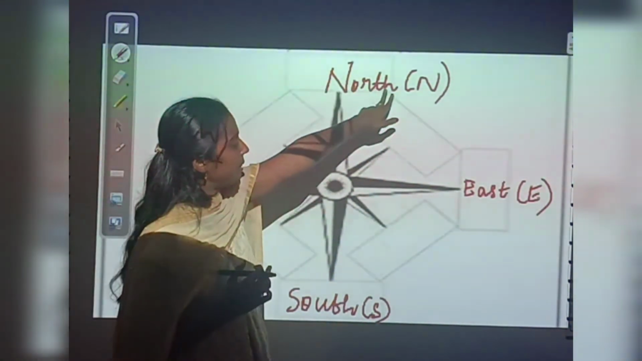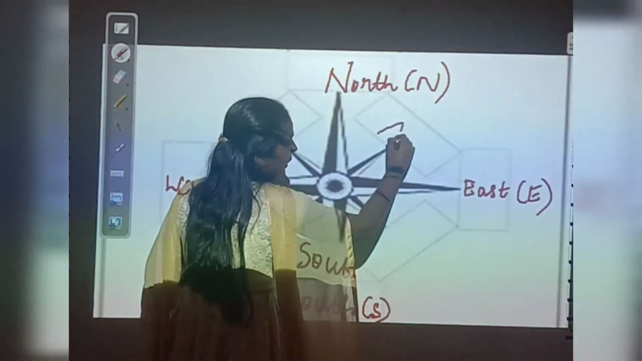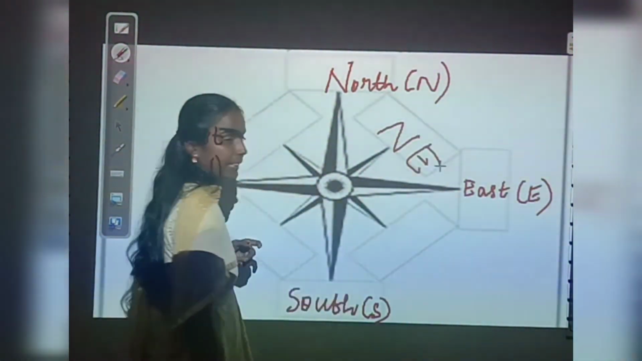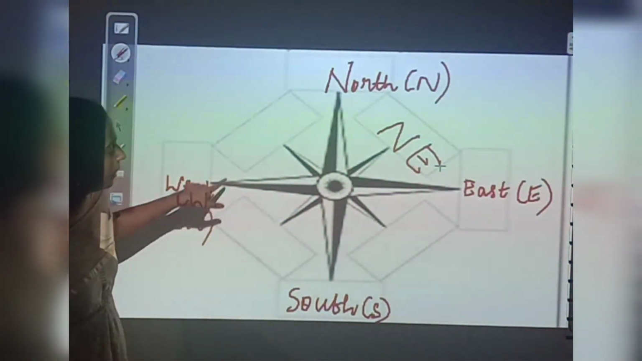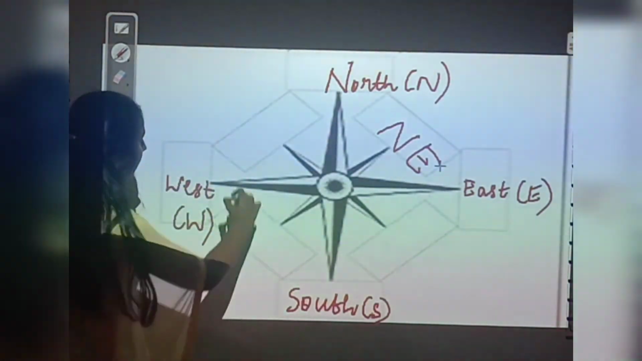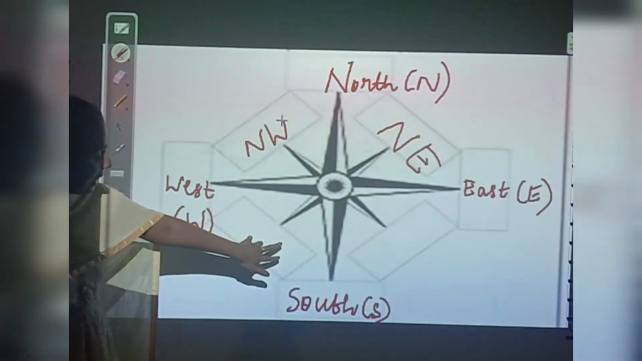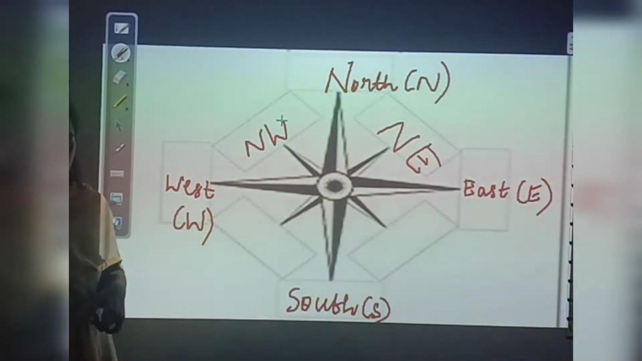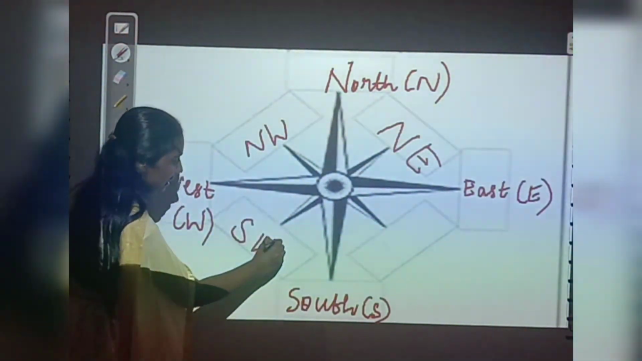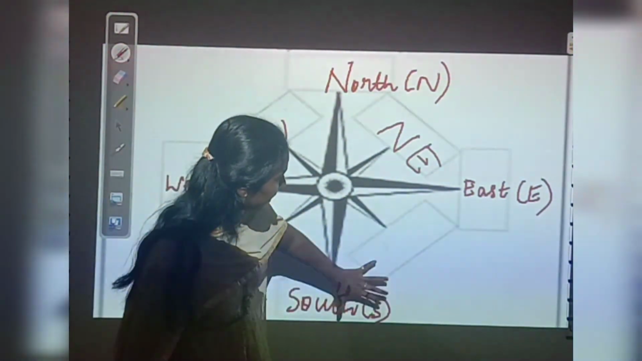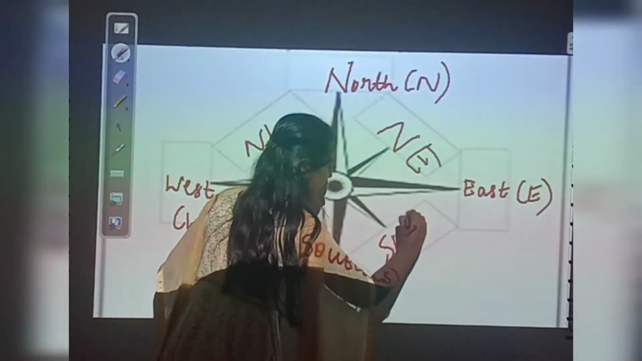Yes, and the area between north and east will be which direction? Here it will be, very good, northeast. Now see this one, this is the area between north and west, right? So this area will be northwest. Very good. Now see this one, this is an area between south and west, right? So here it will be, very good, southwest. And see this region, it is between south and east. So here it will be, yes, very good, southeast.